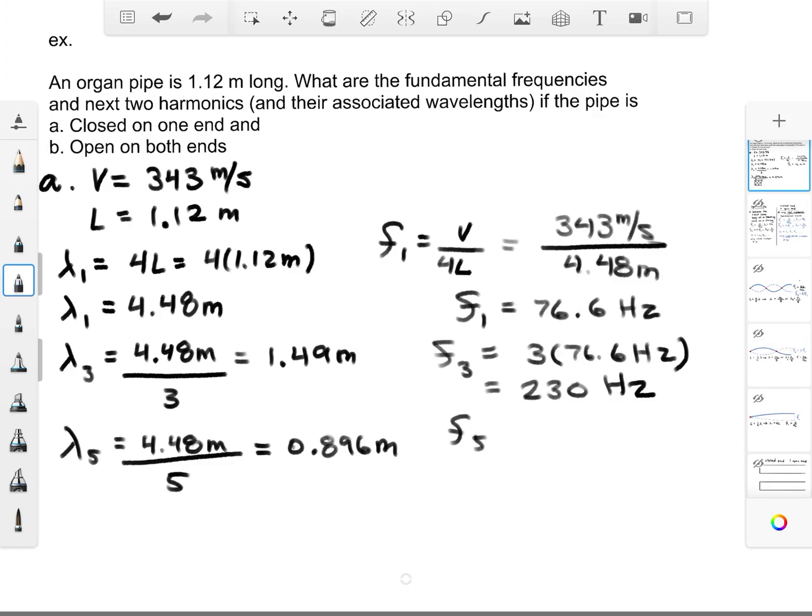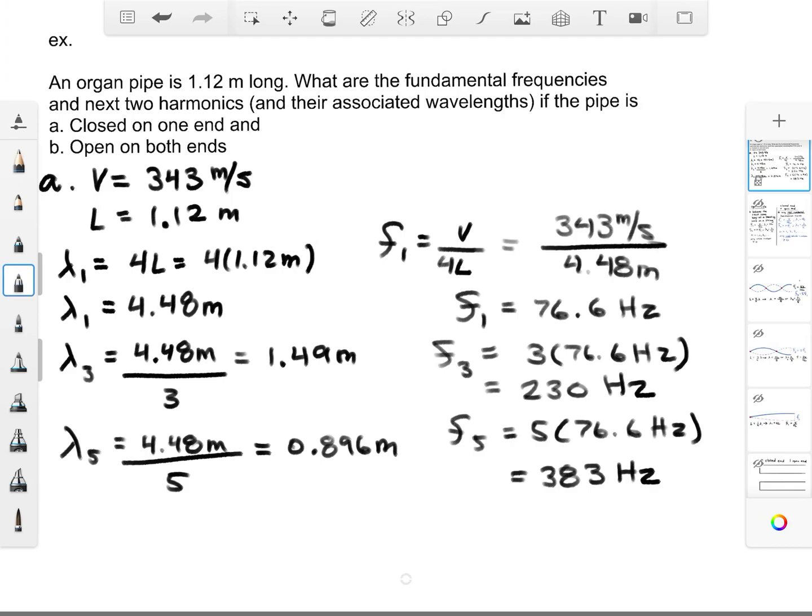And then finally, the next possible frequency will be F5, or 5 times 76.6 hertz. That one's equal to approximately 383 hertz. Okay, so the fundamental frequency is 76.6 hertz, and its wavelength is 4.48 meters. As we increase that frequency, you see that the wavelength gets smaller. And again, that makes sense with the behavior of a wave.